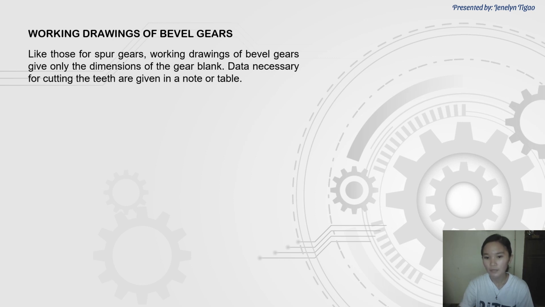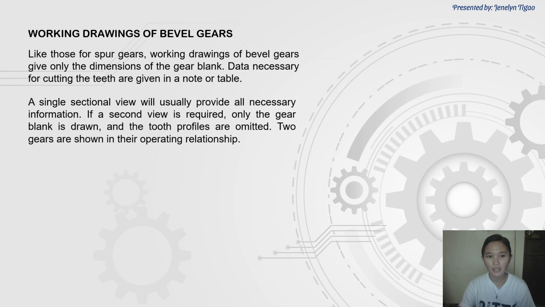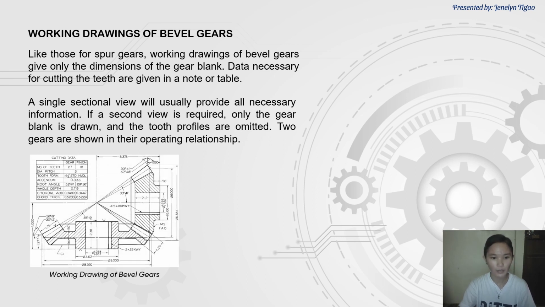Placement of the gear blank dimensions depends largely on the manufacturing methods used in producing the gear, but the scheme shown is commonly followed. A single sectional view will usually provide all necessary information. If a second view is required, only the gear blank is drawn, and the tooth profiles are omitted. Two gears are shown in their operating relationship. So, the working drawing of bevel gears.